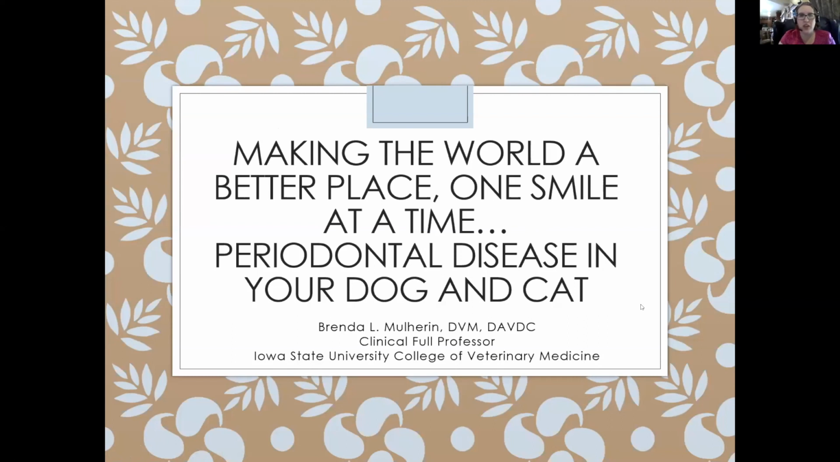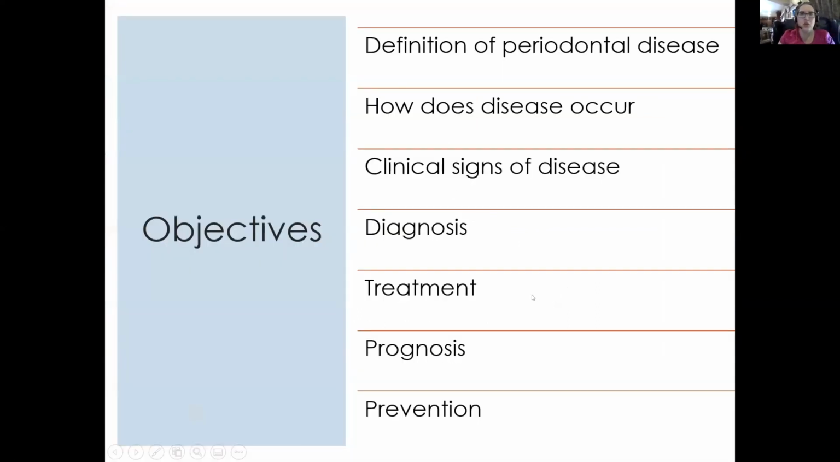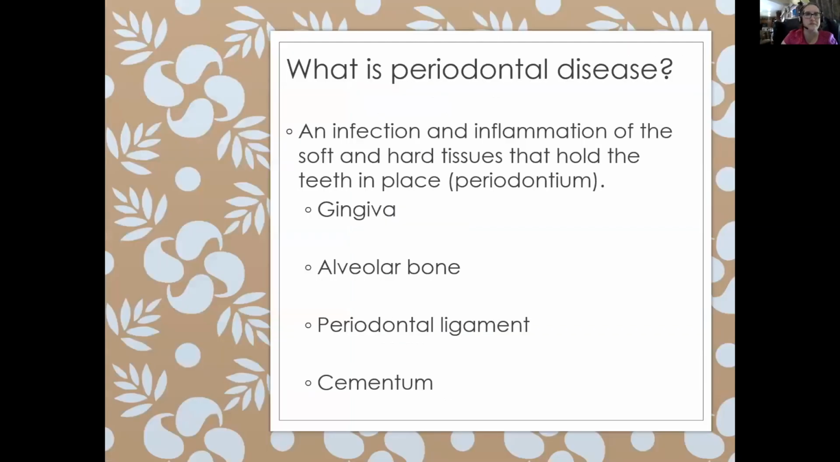Periodontal disease is one of the most commonly diagnosed conditions that I see being a veterinary dentist, and it is easy to diagnose, and in some respects it's going to be easy to prevent as long as your pet is compliant and as long as you make the commitment to that and to your patient. So today we're going to talk about the definition of what periodontal disease actually is and how it occurs, the clinical signs that we see of disease, how we diagnose it, treatment options, and then the prognosis, and then how do we prevent this disease from occurring.